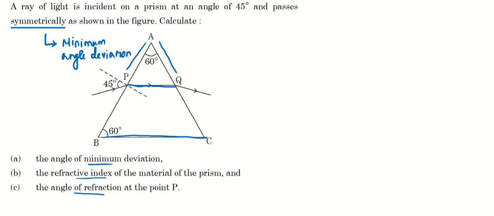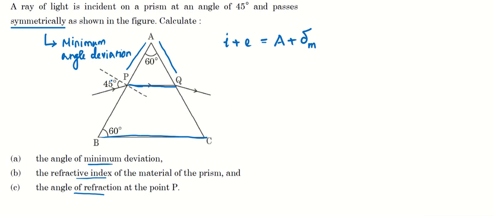So to calculate the angle of minimum deviation, start with this formula: I plus E equals A plus delta. I is the angle of incidence, E is the angle of emergent ray, A is the angle of the prism, and delta is the angle of minimum deviation. So let's call it delta M.